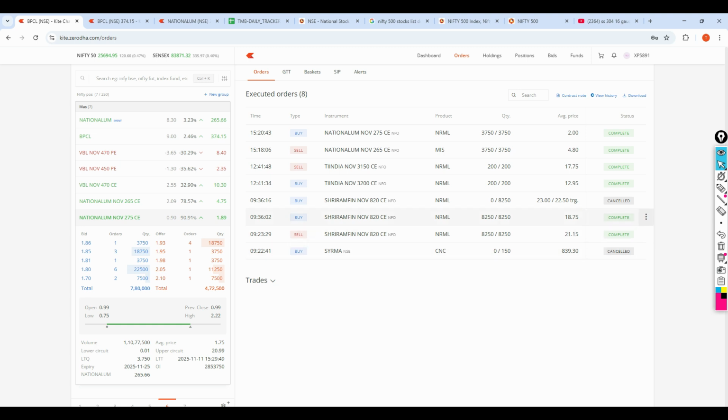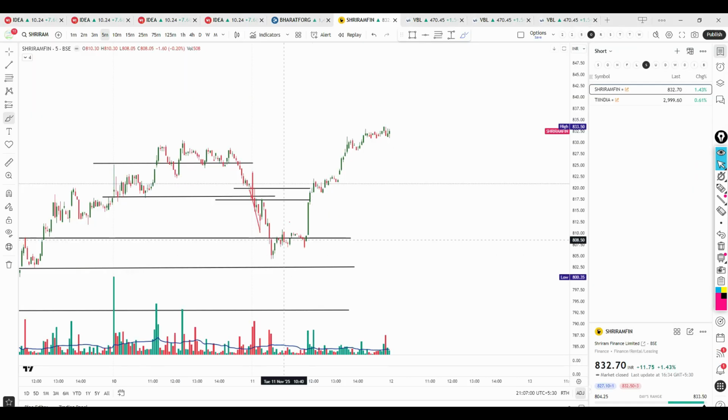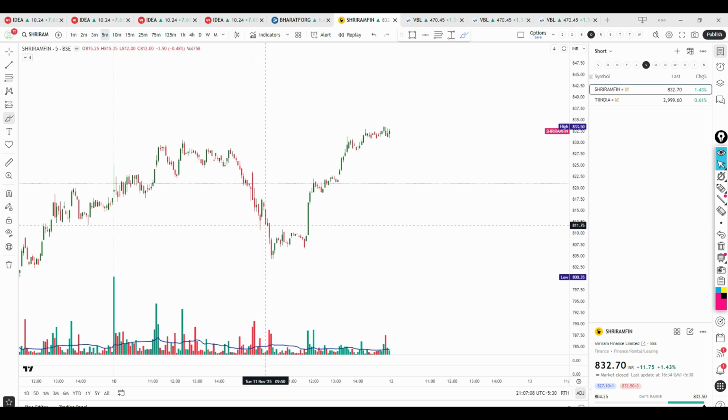21.15, 18.75, 21.15, 3 rupees, almost 2.5 rupees. This is 9:23 to 9:36. What is the 9:36 candle? This was the 9:35 candle. After seeing the downside wick on this candle, I exited.